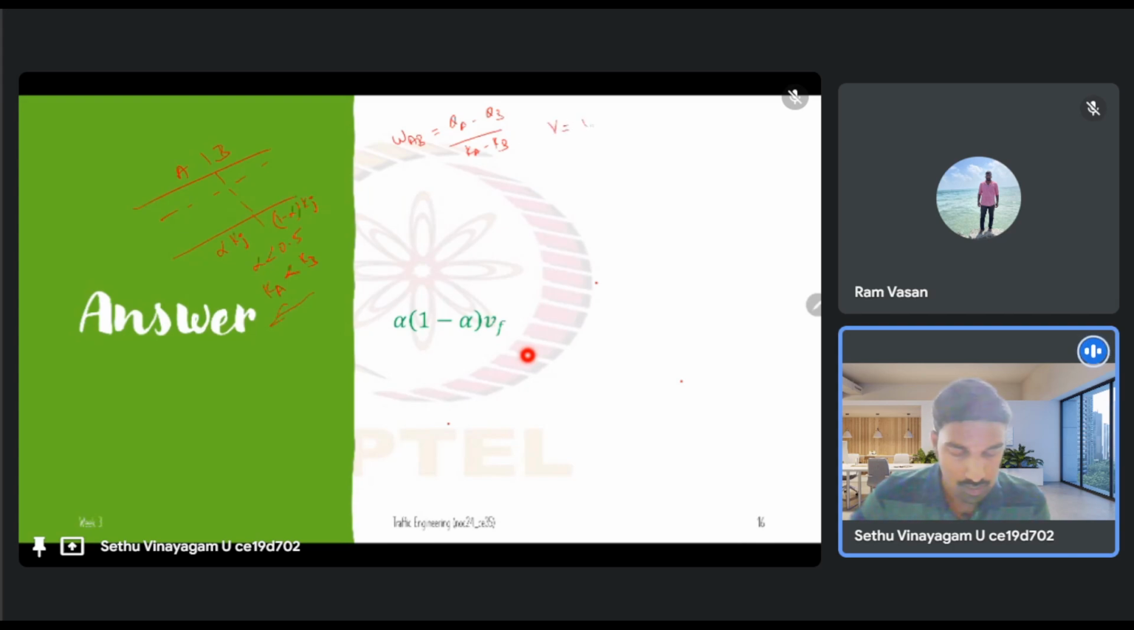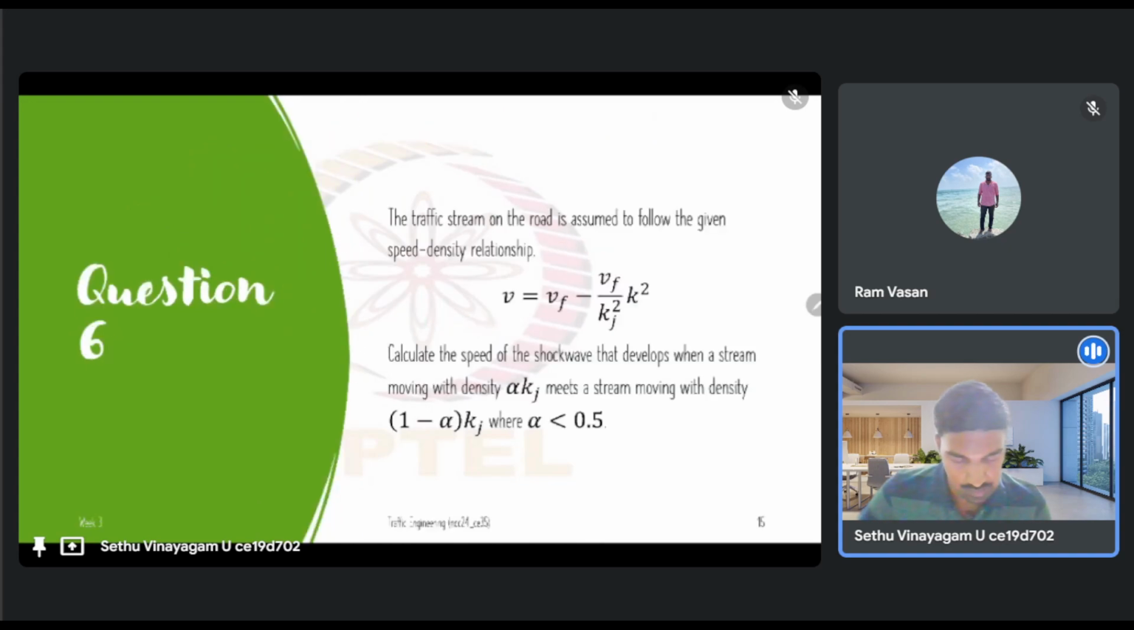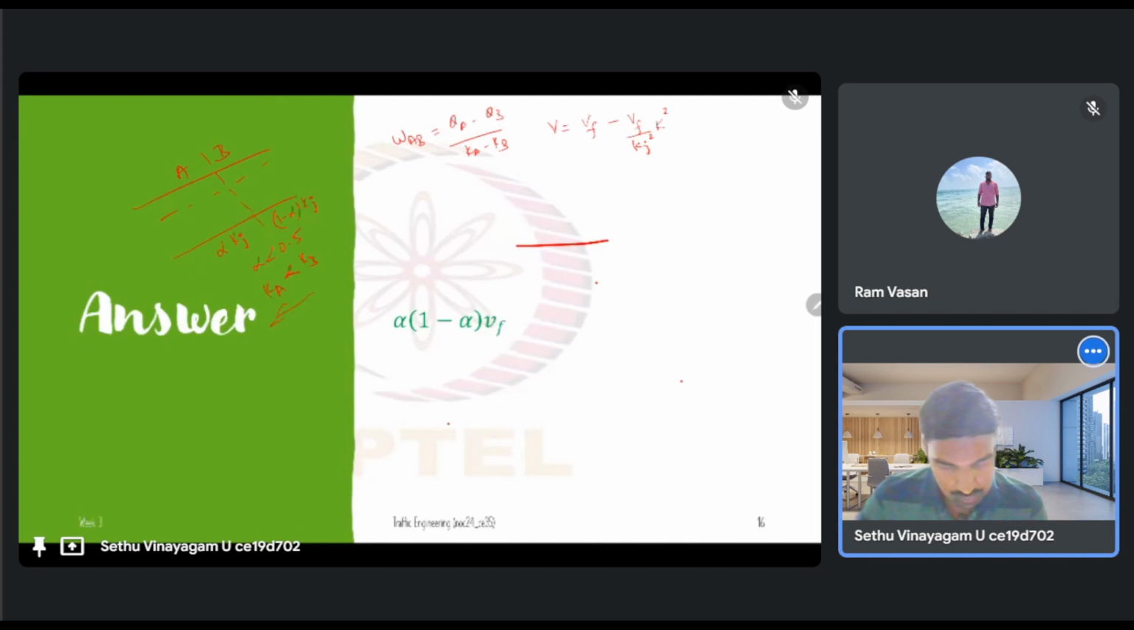So V is equal to Vf minus Vf by Kj square into K square, right? So that's the relationship, Vf minus Vf by Kj square into K square. Because we need Q to calculate the shock wave speed, let's write what Q is. So Q is nothing but K into V. Okay, so we know V, so we multiply it with K, so we get Vf K minus Vf by Kj square into K cube. Okay, so this is Q as a function of K.